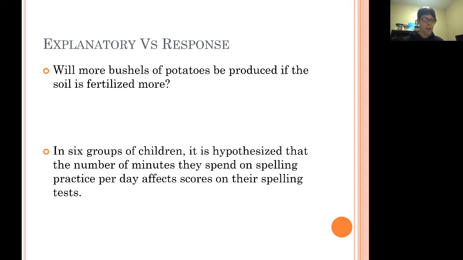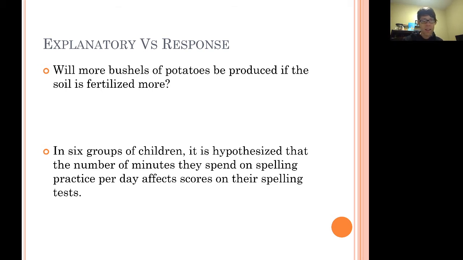So here we could call the fertilization amount our explanatory variable, and the number of potatoes produced would be our response. It doesn't really make sense to say, does the number of potatoes produced affect the amount of fertilization? That doesn't really make any sense, right? So it feels intuitive to me to say fertilization results in fewer or more potatoes.